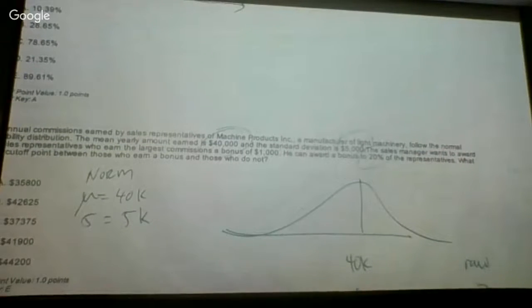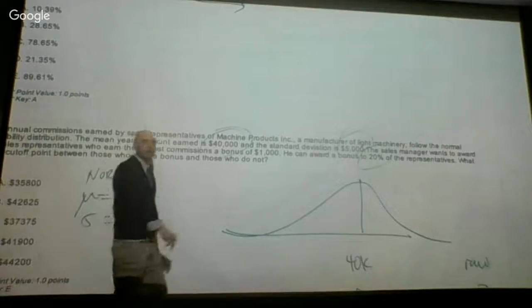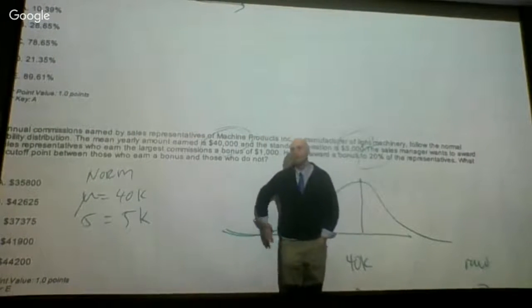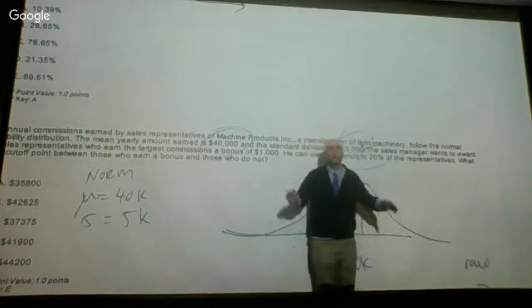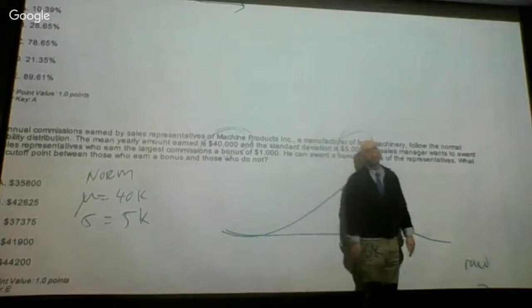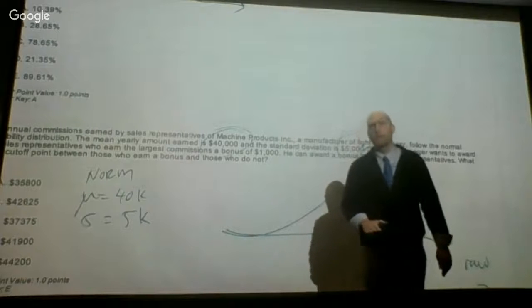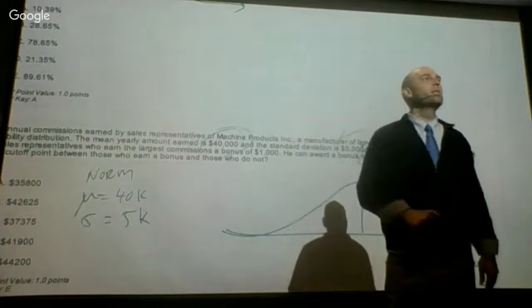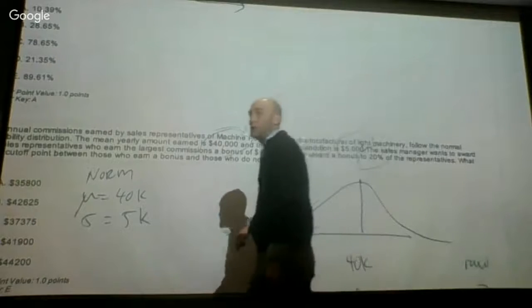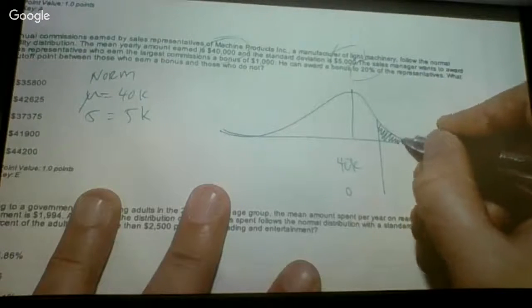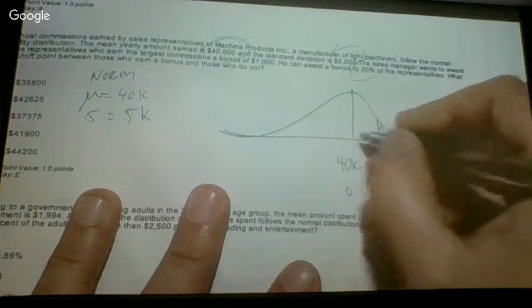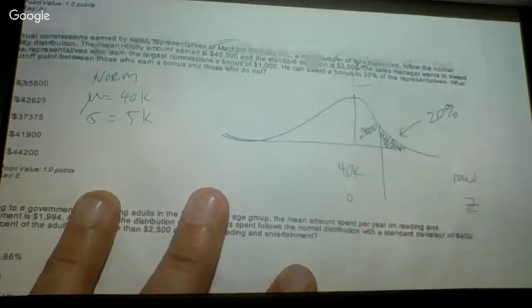If you're going to give a bonus to 20% of the representatives, which 20% of representatives are you going to give a bonus to? This 20, this 20, or this 20? A, B, or C? Which 20%? So in question 35, if we give a bonus to a certain 20% of our sales reps, it's this 20% over here, which means the area we use is 0.3.